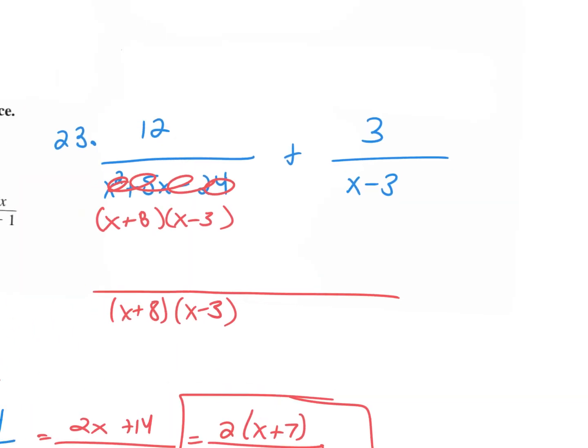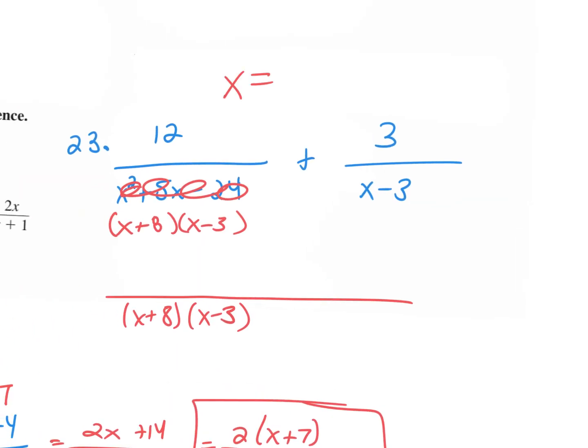So go ahead and tell yourself what x cannot be. What are the two things x can't be? Positive 3 and negative 8. Perfect. If x becomes those two numbers, then your whole rational becomes undefined because the denominator will be 0.